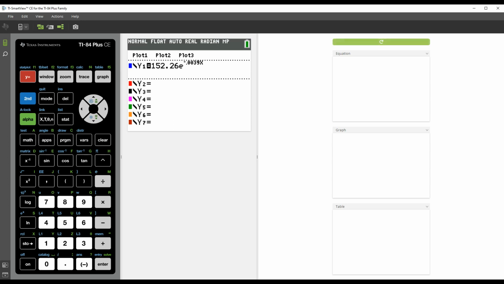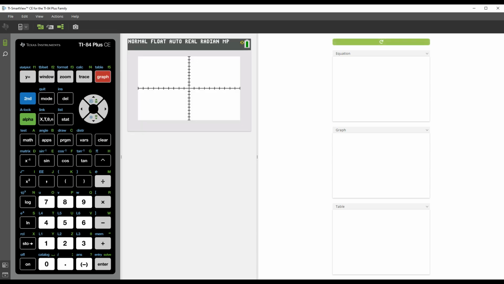But the hardest part about this problem is the window. You need to be thinking about what values you're going to want to appear, because if you just hit graph now, you're not going to see anything. This window only goes from negative 10 to 10 and negative 10 to 10. You're trying to reach 100 million, but the problem's in millions, so you really just need it to reach 100.